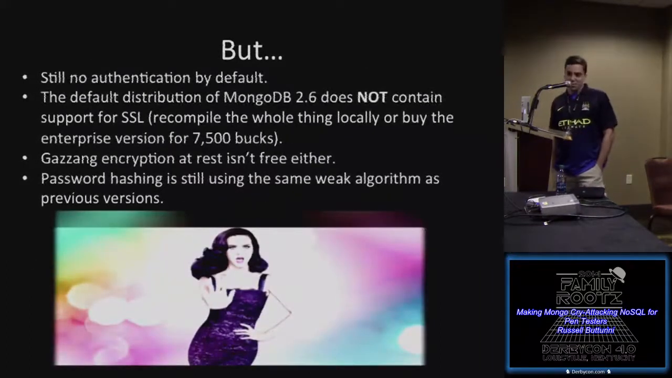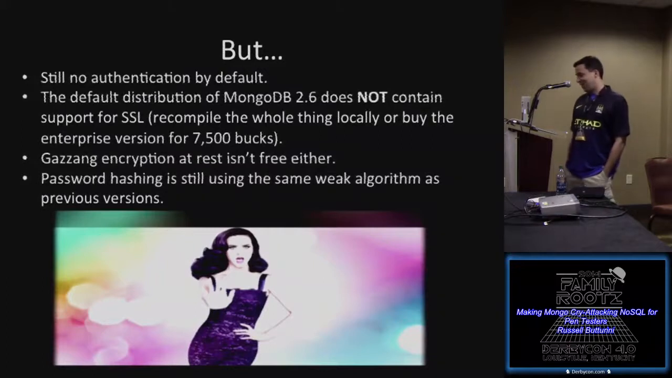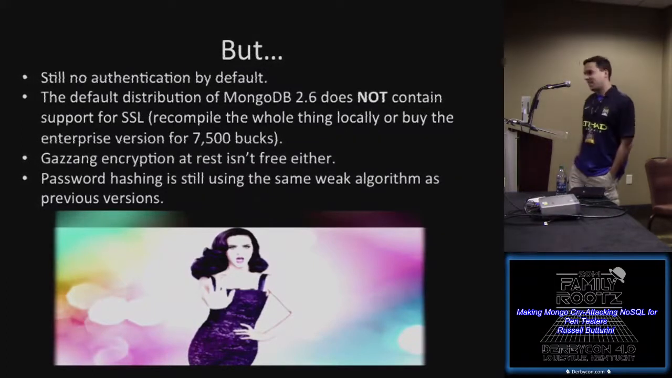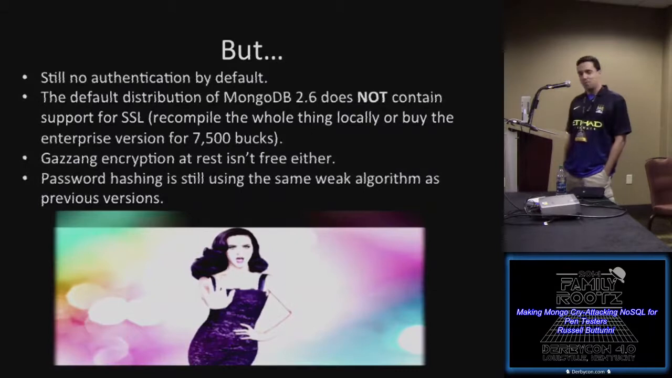There's no authentication by default still. The default distribution does not contain the SSL support like we talked about. You have to pay. The encryption is pricey. It's a commercial product you have to insert into MongoDB, so there's still no way, like with MySQL or Postgres, to use some of the open source encryption libraries. And the password hashing is still just as bad as in previous versions. So it's really not getting any better.